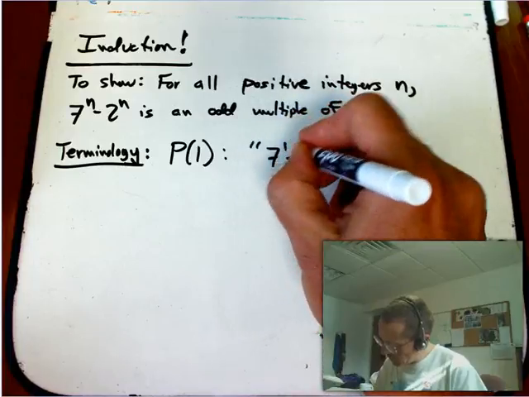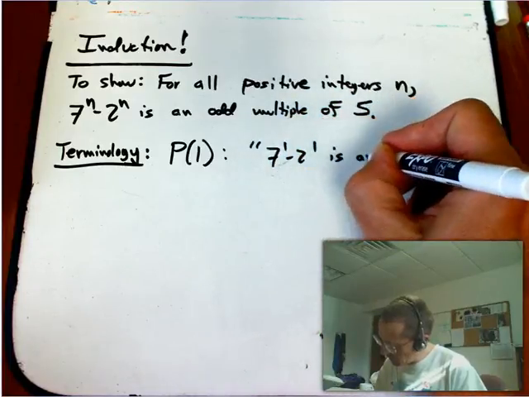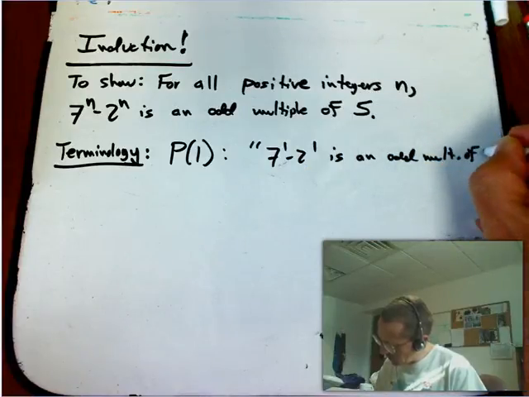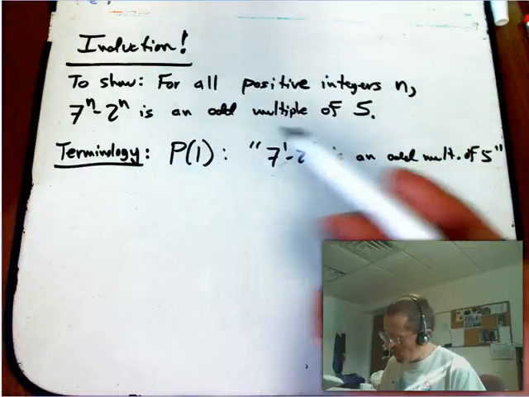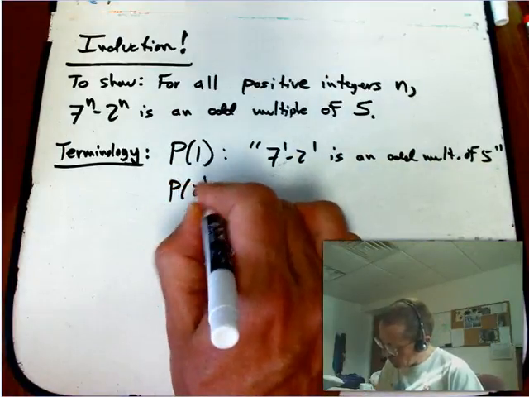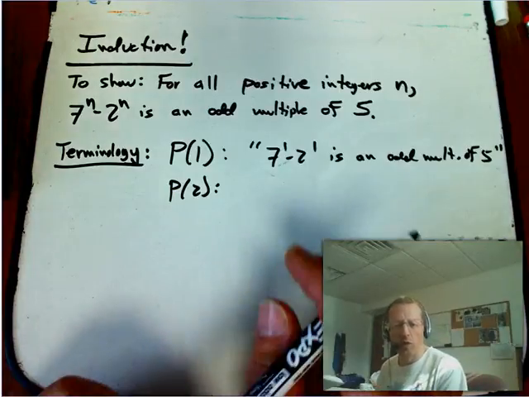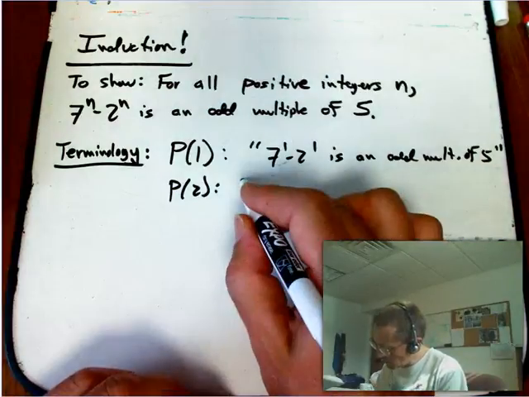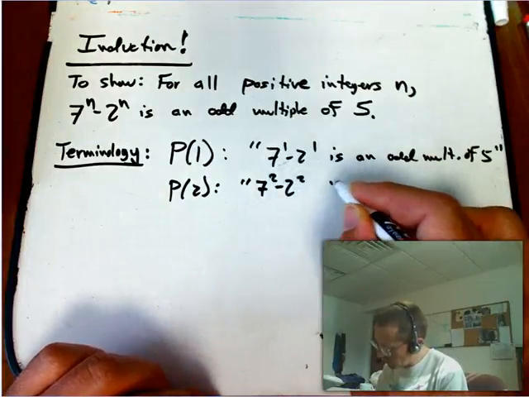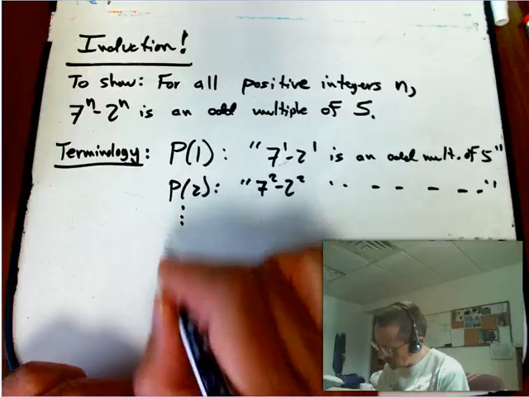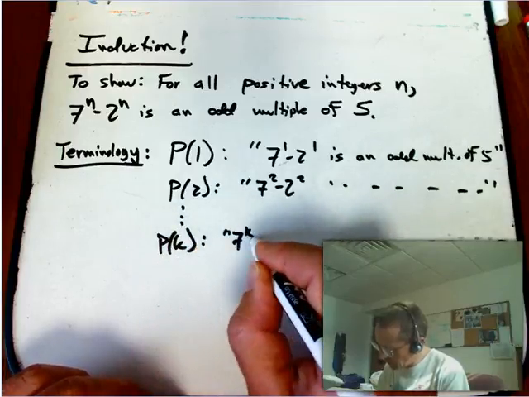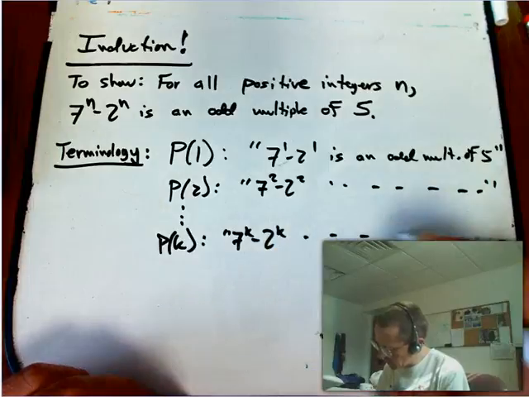So P of 1 is the claim that 7 to the 1 minus 2 to the 1 is an odd multiple of 5. Now that's clearly true. It's 5, but I wanted to get the terminology out mainly more than just to figure out what's true and what's not. P of 2 is the claim that when I put in n equals 2, 7 to the 2 minus 2 to the 2 is an odd multiple of 5, etc. P of K is the statement that 7 to the K minus 2 to the K is an odd multiple of 5.